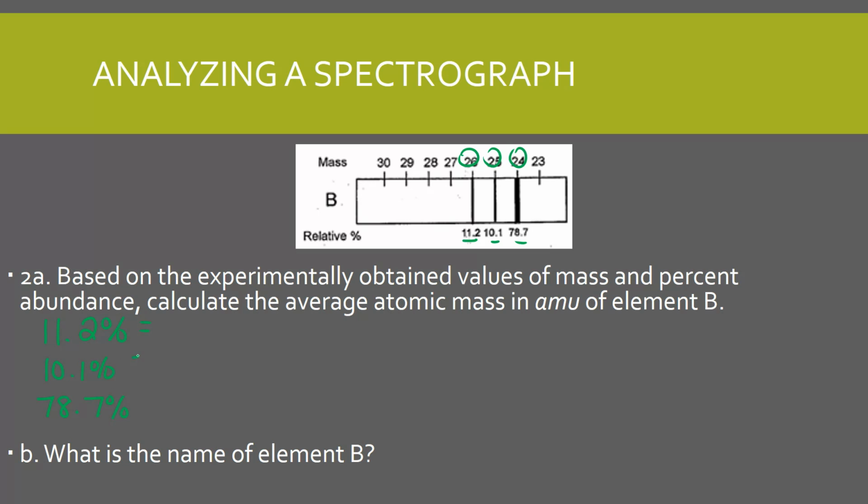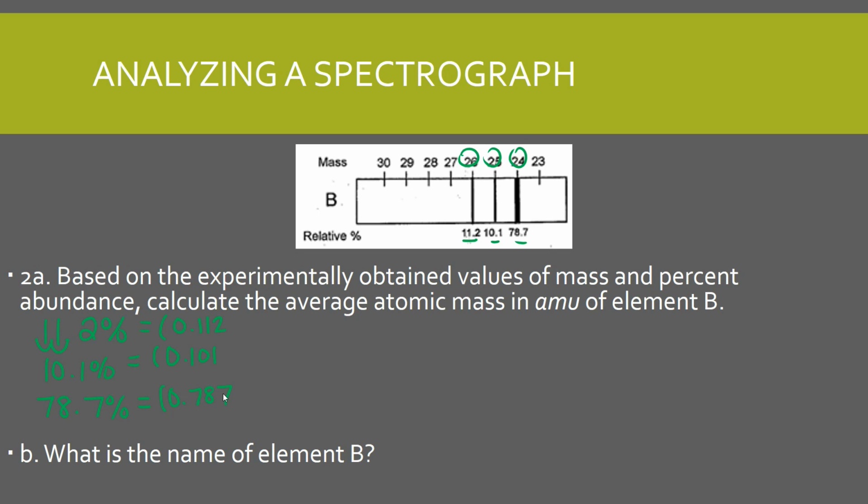The first thing you must do when you calculate a weighted average is convert your percentage to a decimal. To change a percentage to a decimal, you divide by 100. Or essentially, you always move it 2 decimal places to the left, like with scientific notation. So the first thing I'm going to write inside a set of parentheses is 0.112, 0.101, and 0.787. Again, I got that by moving the decimal 2 places to the left on all 3 percentages.